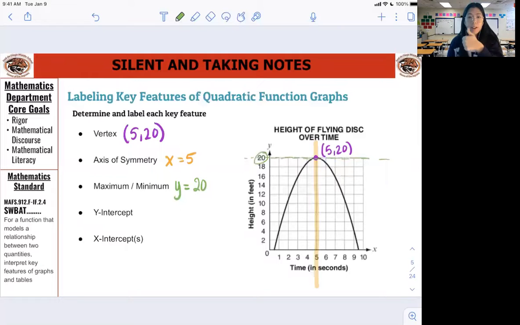All right, so those three, awesome. Now, here's where it gets a little bit more challenging because we are going to have to estimate a little bit. Y-intercept. Let's think about that. Do we see a y-intercept on the screen?